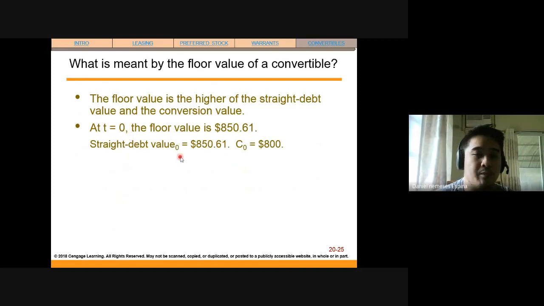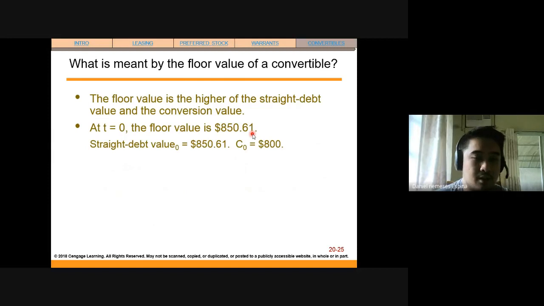So at time zero, kung asa ang higher ani, kung ang straight debt value is 850.61, then sa atong na-compute gain nga conversion is 800. So since higher man ang straight debt value, therefore the floor value of those convertible today at time zero is 850.61.